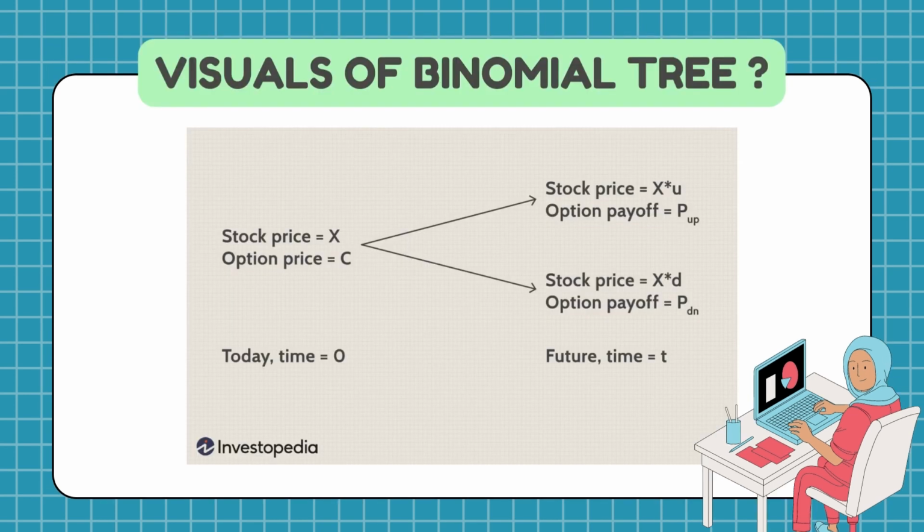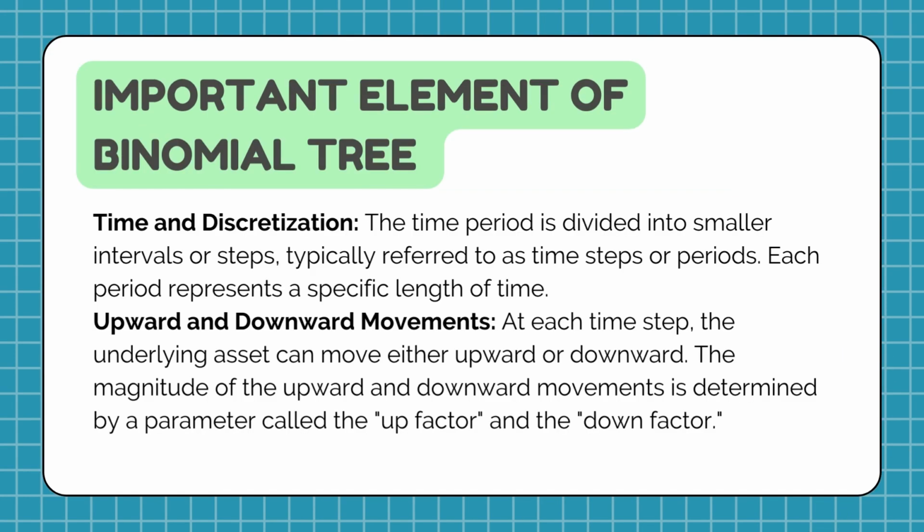So this is the visual of a binomial tree. And here are some important elements of the binomial tree. Time and discretization: the time period is divided into smaller intervals or steps, typically referred to as time steps or periods. Each period represents a specific length of time. Upward and downward movement: at each time step, the underlying asset can move either upward or downward. The magnitude of the upward and downward movement is determined by a parameter called the up factor and the down factor.